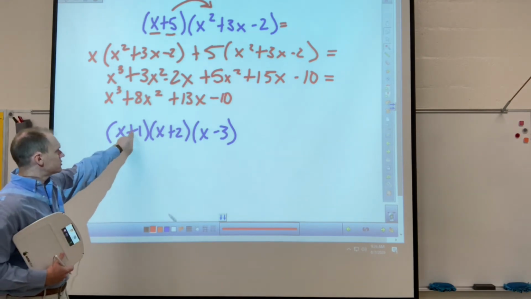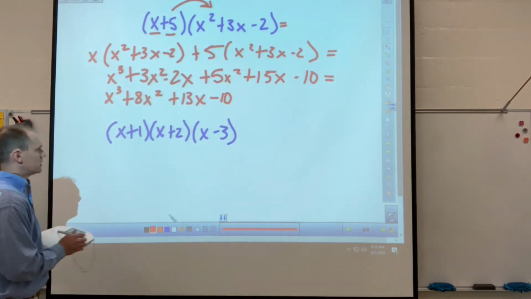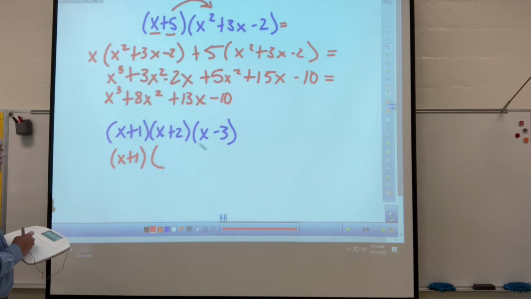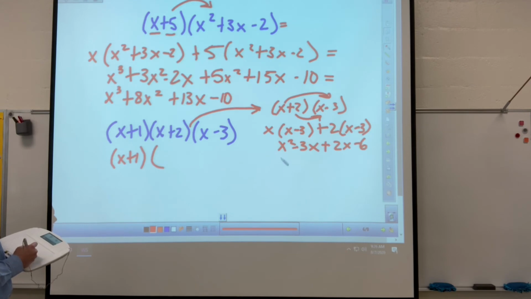With multiplication, you can choose any pair of parentheses. I'm going to choose to multiply the last 2 first. It really doesn't matter, but I'm going to multiply these 2 together. So I'm going to pull out this multiplication over here: x plus 2 times x minus 3. I'm going to multiply x into this parentheses and 2 into this parentheses. That's going to be x squared minus 3x plus 2x minus 6. So it's going to be x squared minus x minus 6.